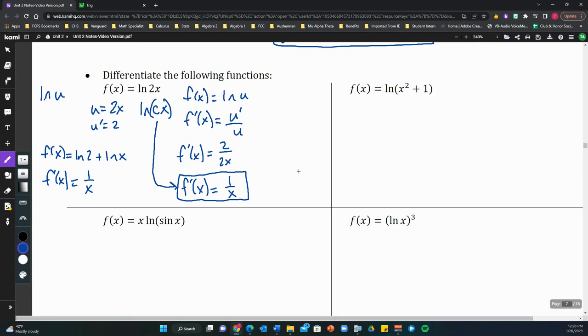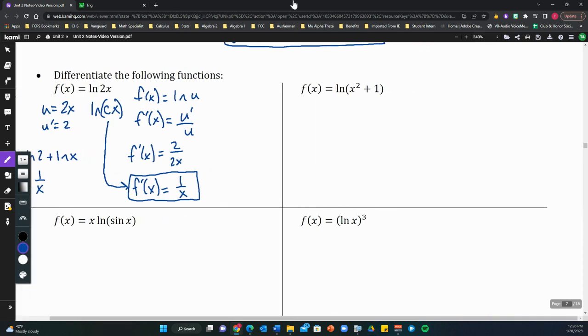So for any natural log problems not of that form, then it's always going to be setting it up with our u's. So f of x equals natural log of x squared plus 1. So my inside, again, it's just the argument of the log. In this case would be x squared plus 1. So then u prime would be 2x.